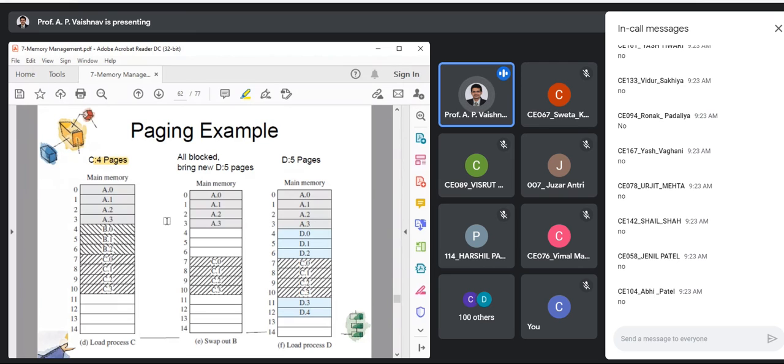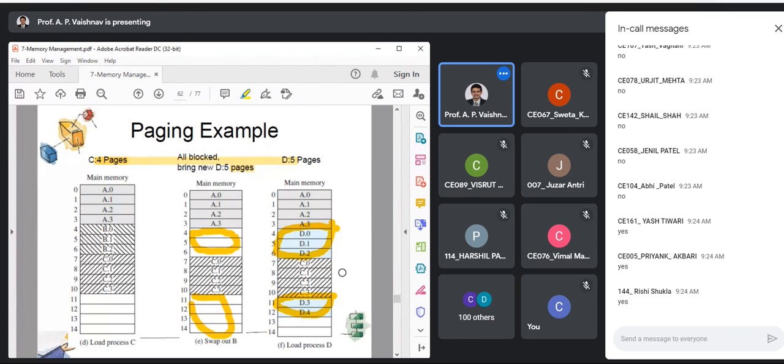Suppose your OS decides that B was having only 3 pages, so it is the smallest process that we are selecting. In that case, we have a hole over here and another hole over here. Now the advantage comes into picture. See how we are loading D? D requires 5 pages. So 3 pages of D can be loaded over here, and the remaining 2 pages can be loaded over here. Are you getting the advantage of paging? This was not possible in the earlier case.